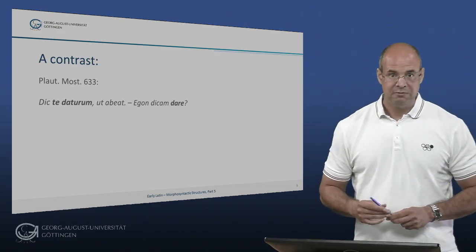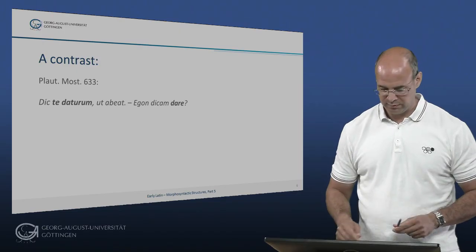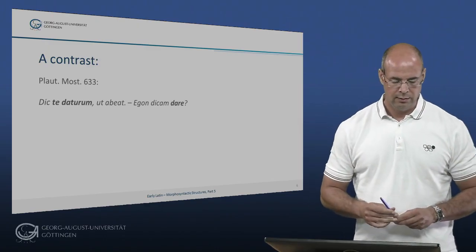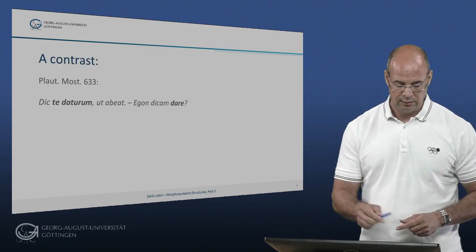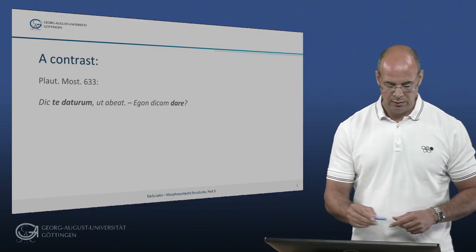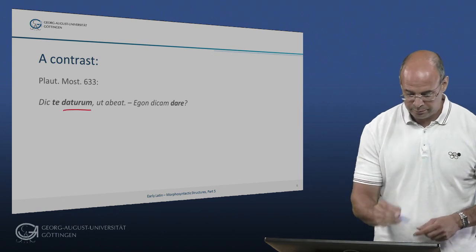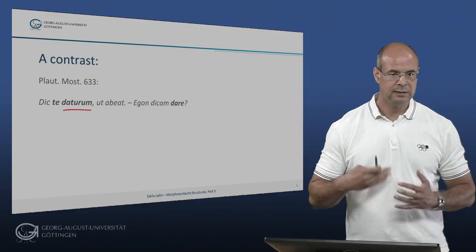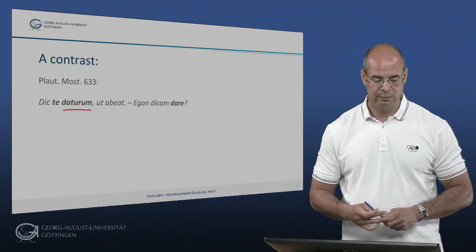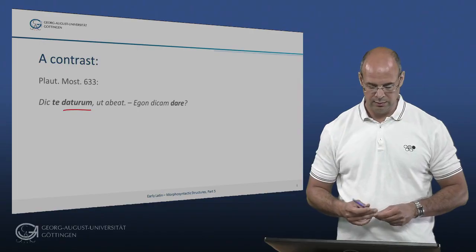And I have a nice example here from Plautus. In a single line, in the Mostellaria, we find both constructions side by side. So we have one speaker saying dic te daturum ut abeat, and here we have dic, say that you are going to give, so dic imperative, followed by te, accusative, and daturum, a future infinitive. You can see esse doesn't have to be expressed every single time, but the main point is we have a future form here. So say that you are going to give money, ut abeat, so that he goes away.